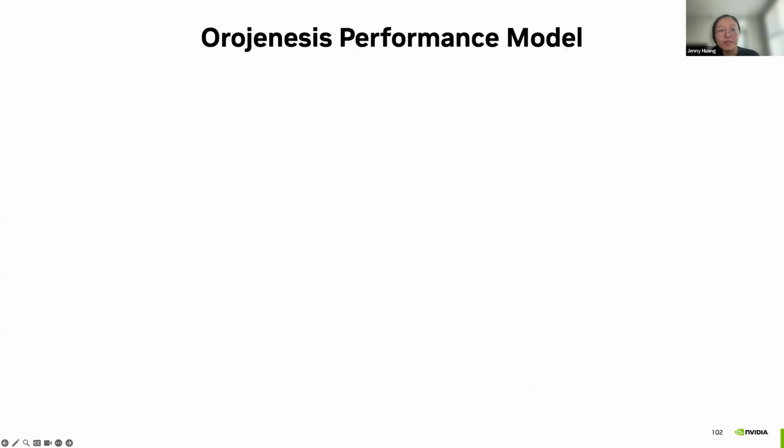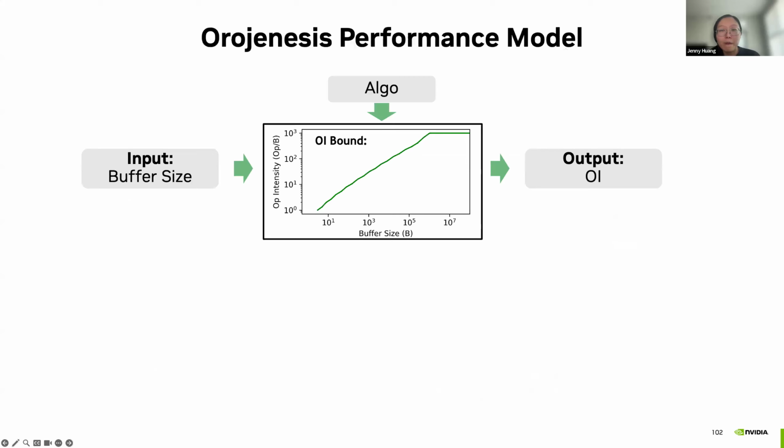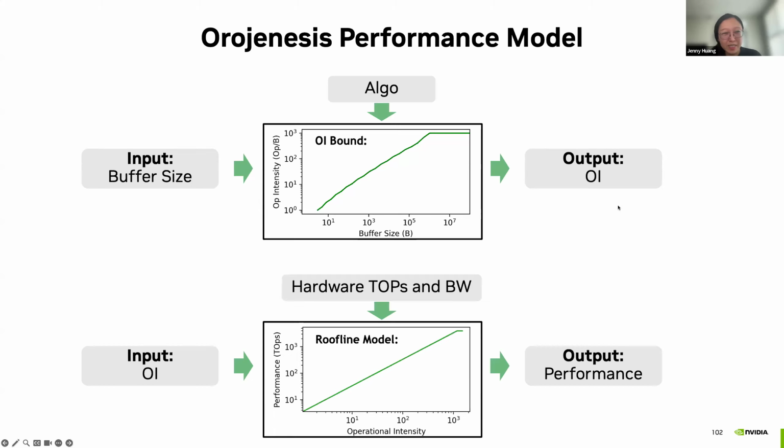First, we look up the attainable operational intensity from our operational intensity bound diagram using the buffer size as input, and we gather this achievable operational intensity number. Then we plug the operational intensity output into the well-known roofline model to roughly estimate the throughput performance.